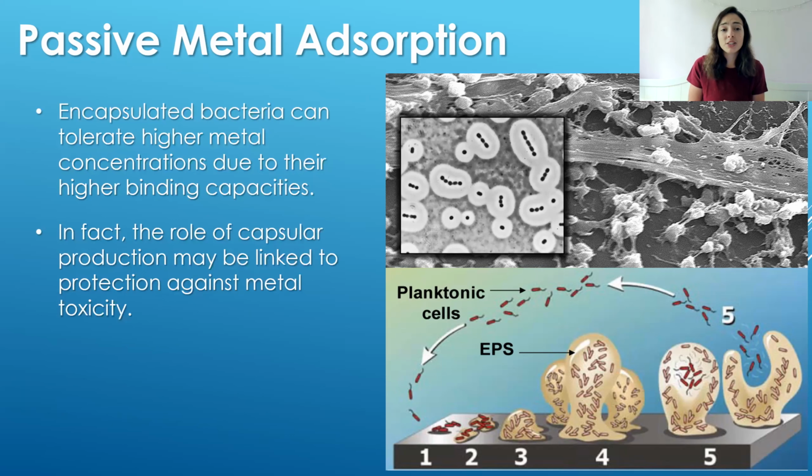metals. Encapsulated bacteria can also tolerate higher metal concentrations due to their higher binding capacities. So if there's too many metals, especially toxic or unwanted metals in the environment, they can handle it because their EPS, or excreted material that they are encapsulated within, can immobilize a lot of those metals, and the bacteria lives happily ever after in its little microenvironment that doesn't let those metals move around freely and enter their cell and harm them. In fact, the role of capsular production has been thought to be linked to protection against metal toxicity. So maybe it evolved purely for this reason.